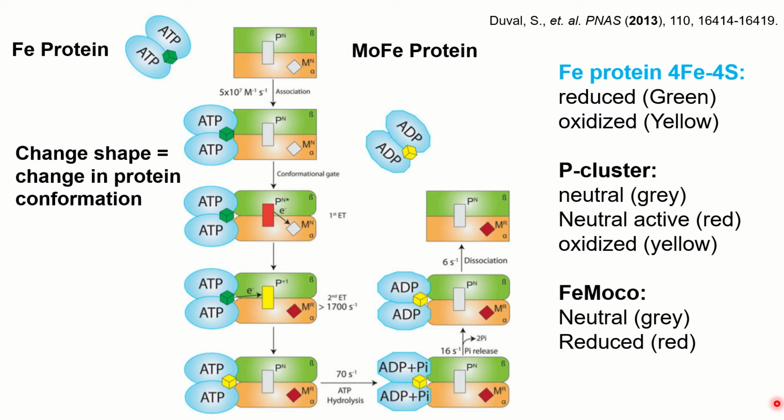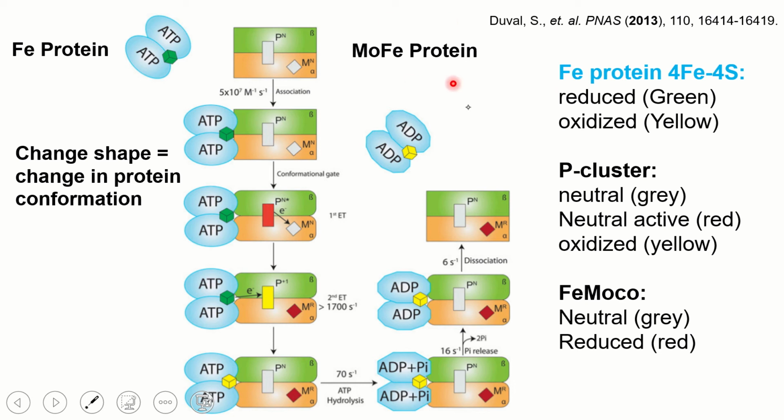Let's go back to this schematic where the blue ovals are showing the iron protein, and the red and orange rectangles are showing the two subunits for the MoFe protein. Within the iron protein, there's a green cube. If you look at the legend, this indicates that the iron-sulfur cluster within the iron protein is reduced, so it's in the +1 state.